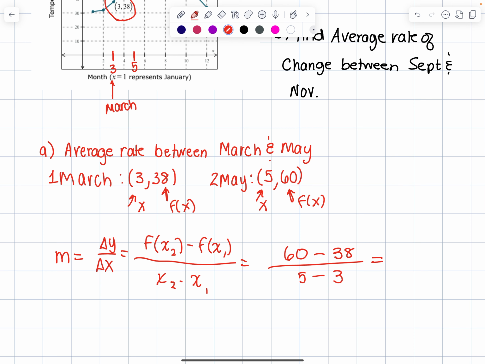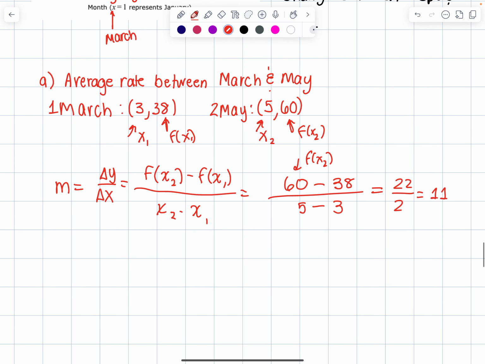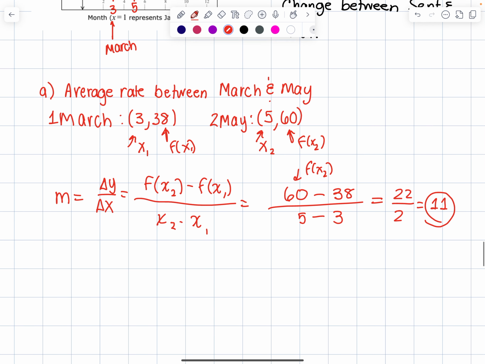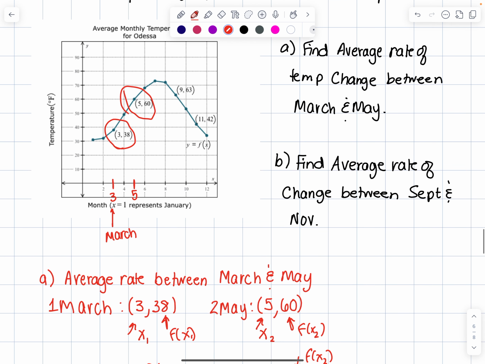And you might ask why. Remember, this is f of x2. This is x2. This is x1, and this is f of x1. All right, so 60 minus 38 gives me 22, divided by 2 gives me 11. So the average temperature that is changing between those 2 points is 11. It's changing 11 degrees. Okay, so that's the answer to the first one. So we have 11 degrees.